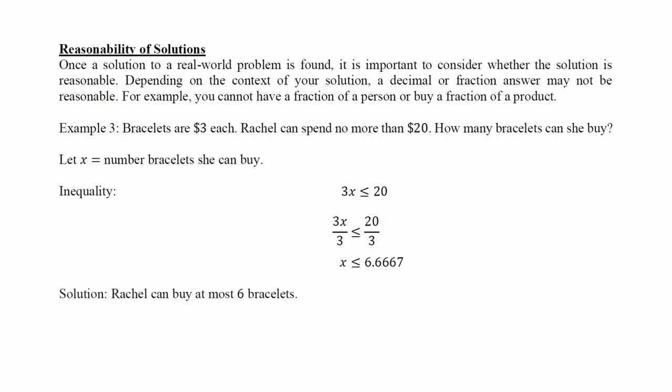So therefore, Rachel can buy at most 6 bracelets. We have to round that down because with 7, she doesn't have enough money. So she can buy 6, but she can't buy 7. So at most, she can buy 6.